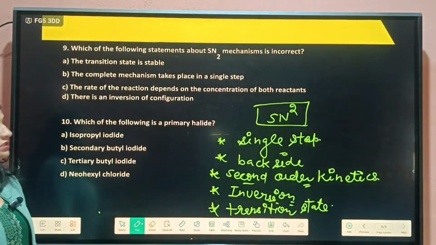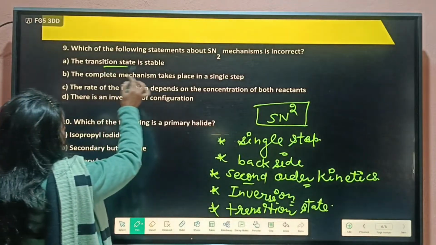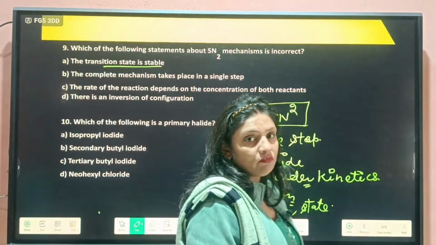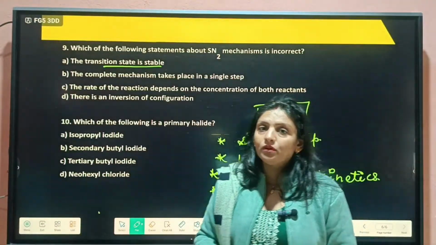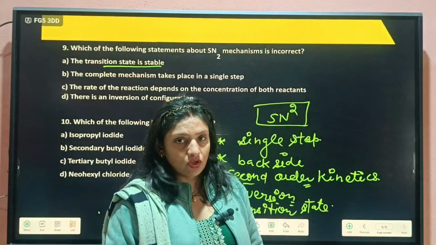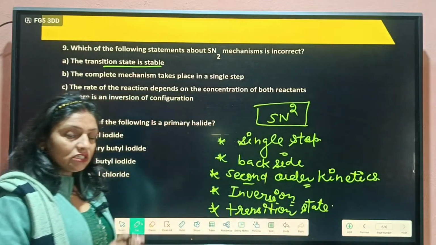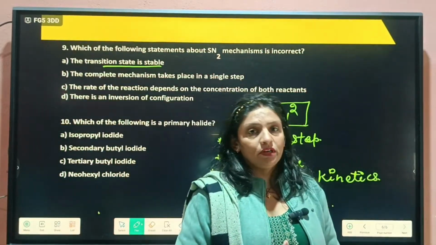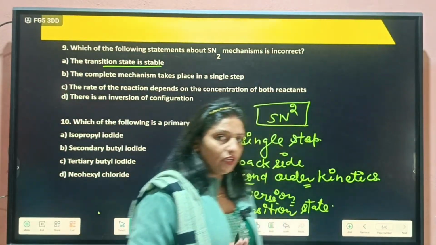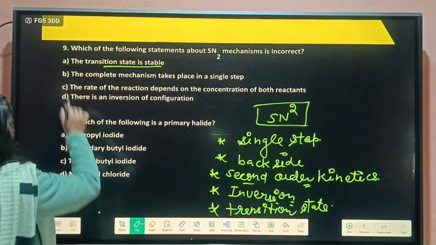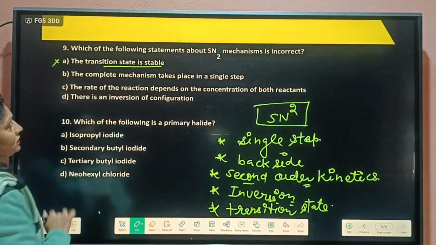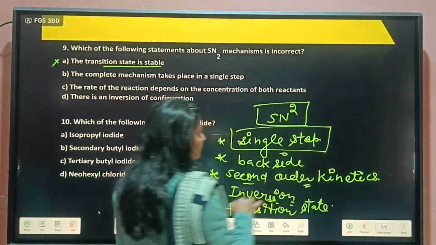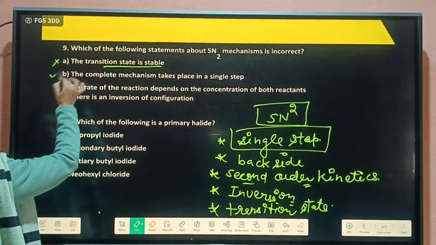Let's see the options. The transition state is stable. No. If the transition state is stable, then how can we reach our desired product? Because the transition state behaves like an intermediate, it is unstable, so we cannot go with this one. The complete mechanism takes place in a single step. Yes, we can go with this one.